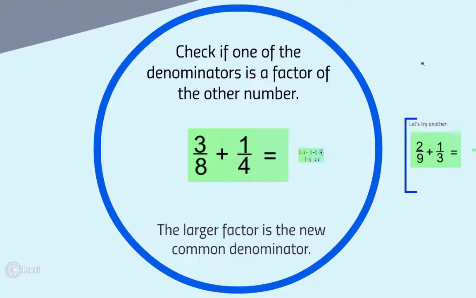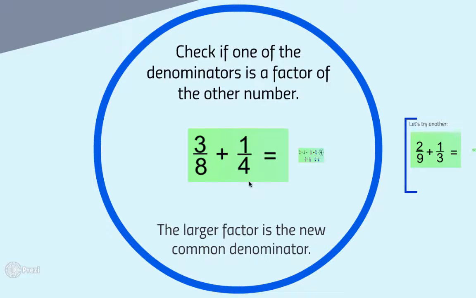The first strategy is to check if one of the denominators is a factor of the other number. The larger factor is the new common denominator. So when you are adding fractions, you want to make sure that you're adding together the same sized piece, which means you need the same denominator. Let's look at this example.